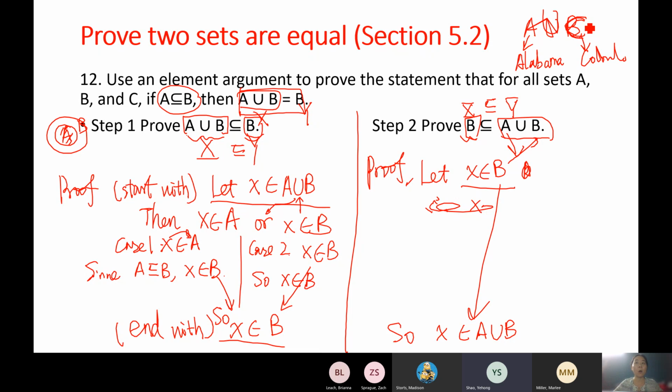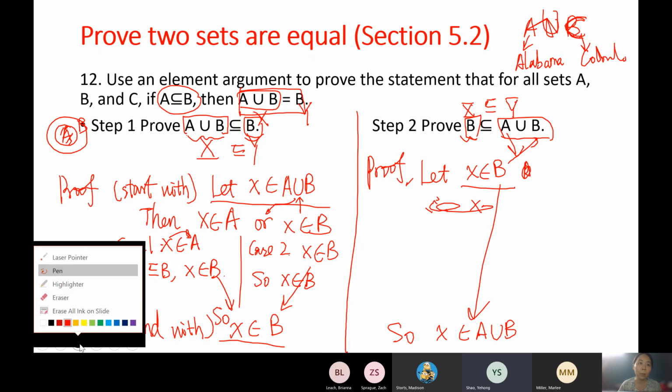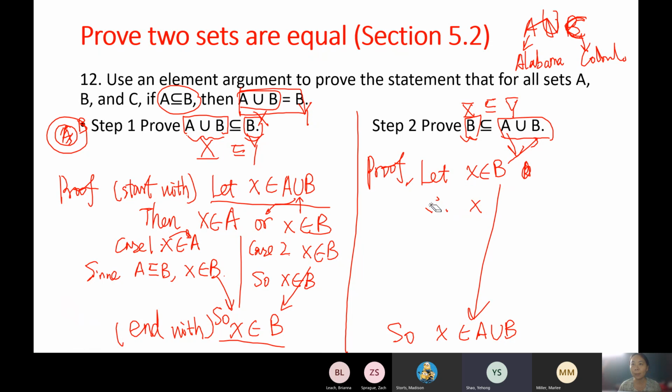So union just means all together. So this is automatically true. If x is in B, x must be in the union of B with any other thing. Okay, so you can directly say, therefore x is in A union B. And why? Because it's the definition of union.